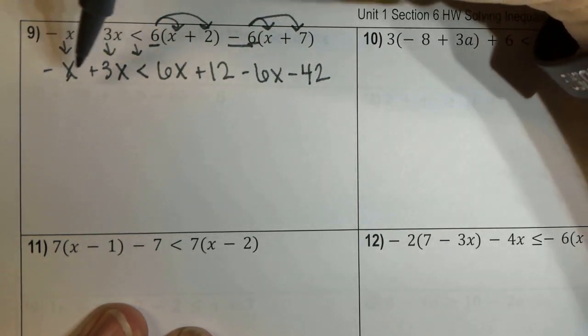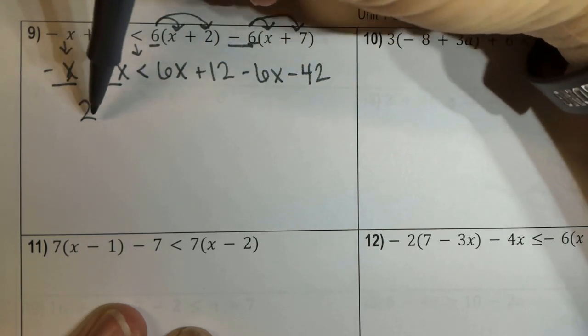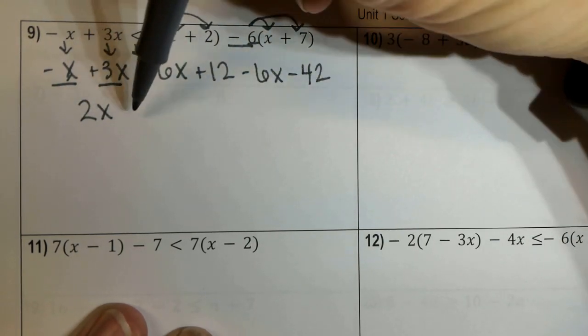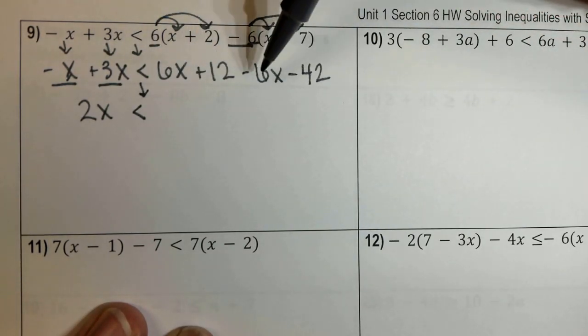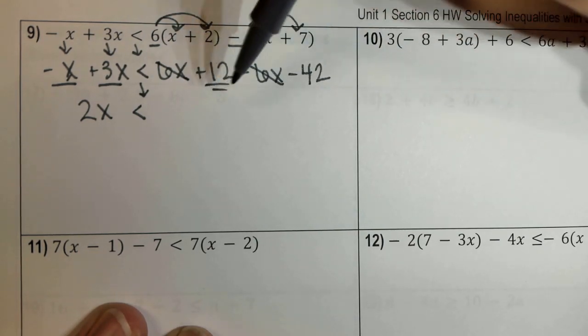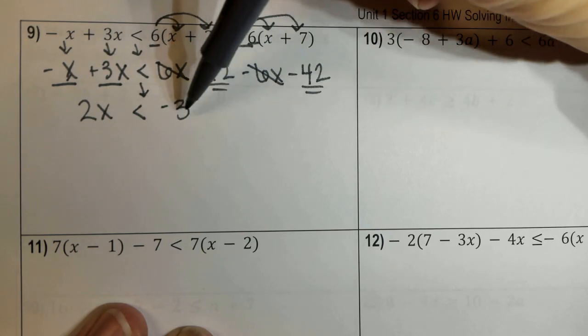Okay, so on the left side, I can put these two together. So 3 minus 1 is 2x. My inequality sign did not change. 6x minus 6x, those are just gone. And then I have 12 minus 42. That would be negative 30.